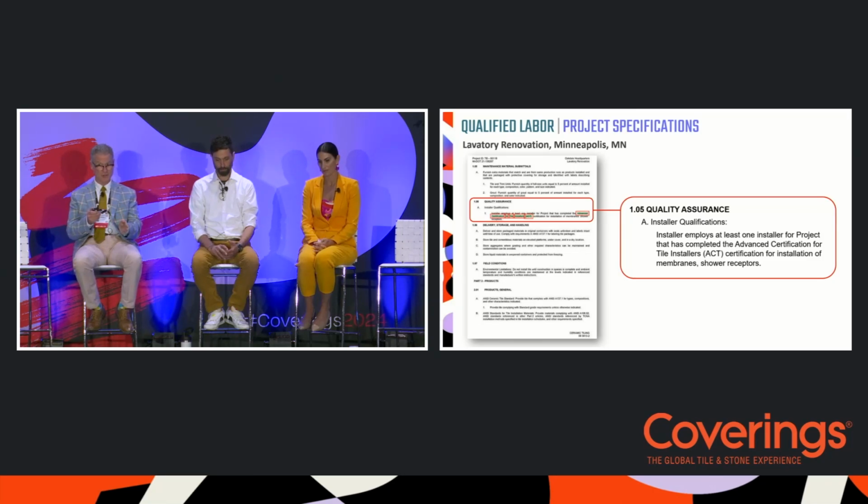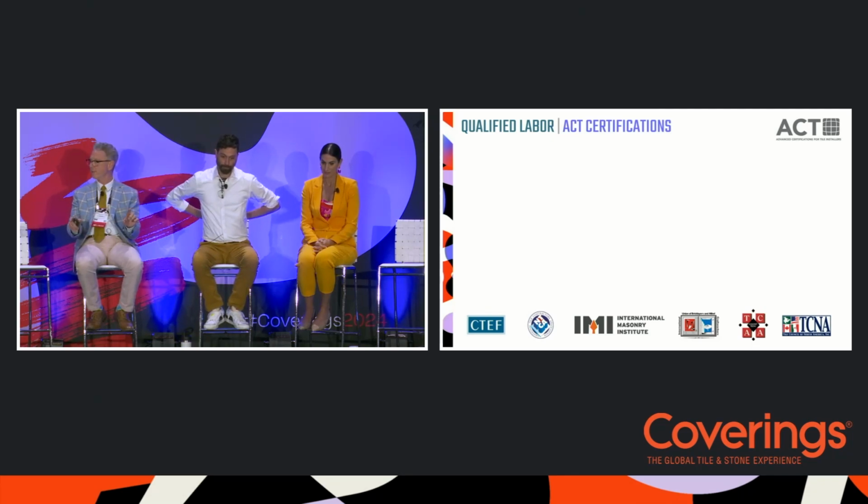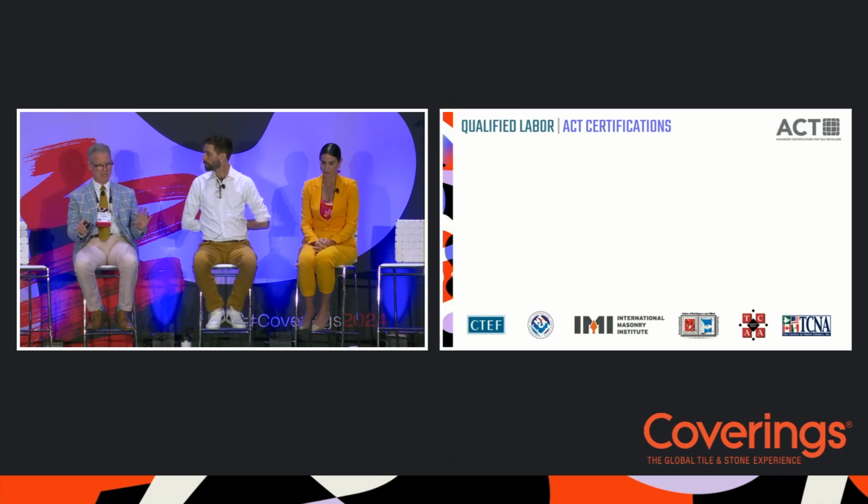So this is good. This is what we want to see in the specifications. This is an important slide because it illustrates not only the certifications, which I'll bring in, but the organizations at the bottom of the screen is all-inclusive. All right, this is everybody in the tile industry. The CTEF is the training arm of the non-union segment of the industry, whereas the International Masonry Institute is my organization, the training arm for the union portion of the industry.